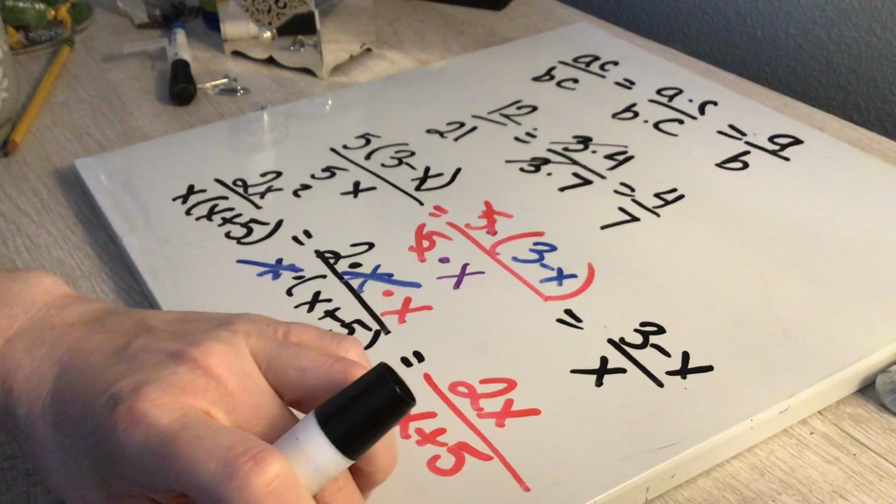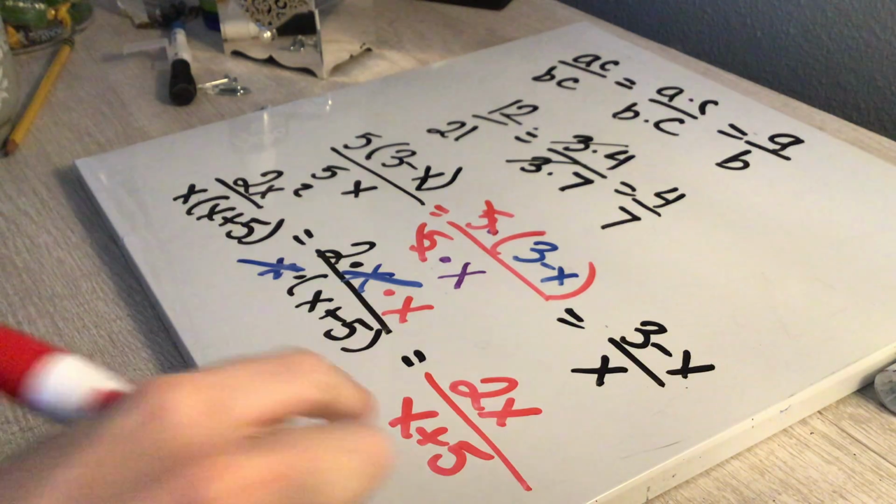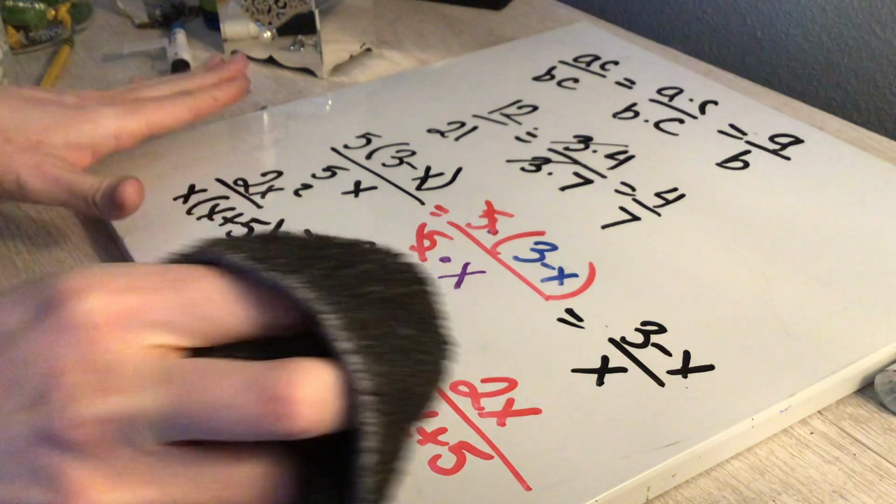Again, you cannot cancel out the x's. They are not a factor in the denominator. Okay, it has to be a factor. So the first thing you do is you want to factor both numerator and denominator and see what's common to both.